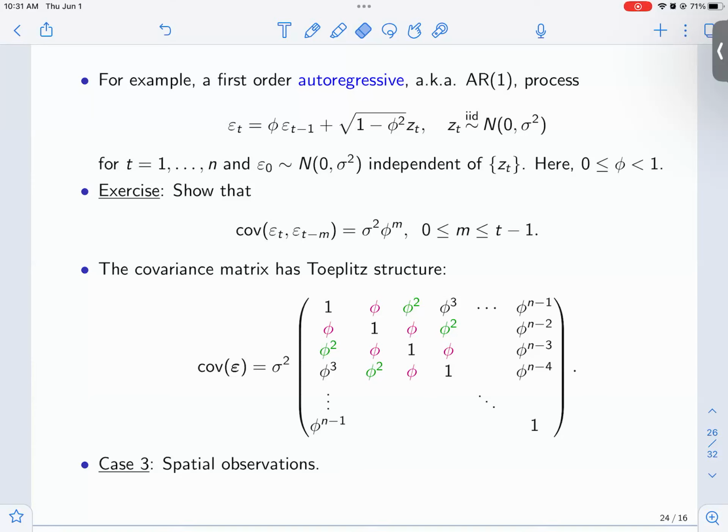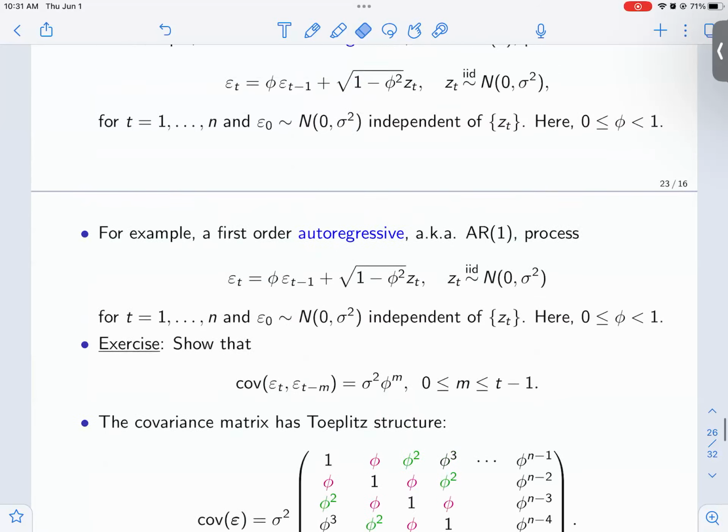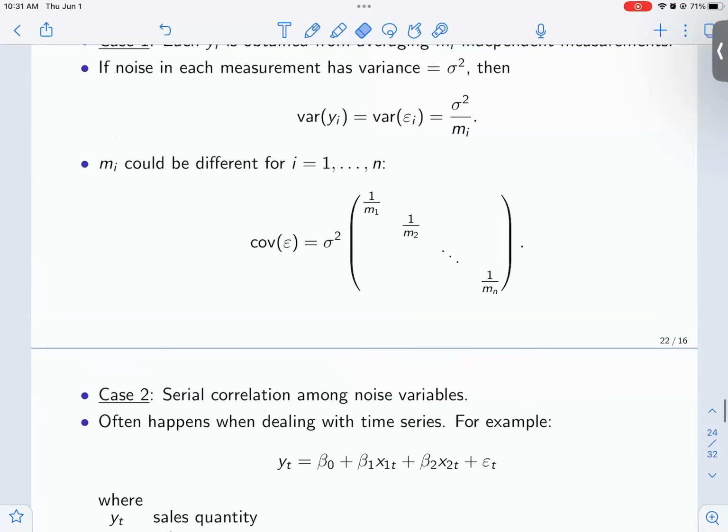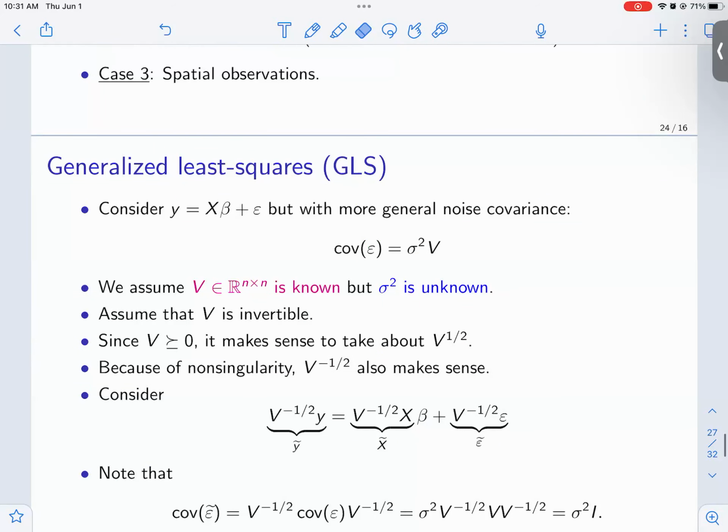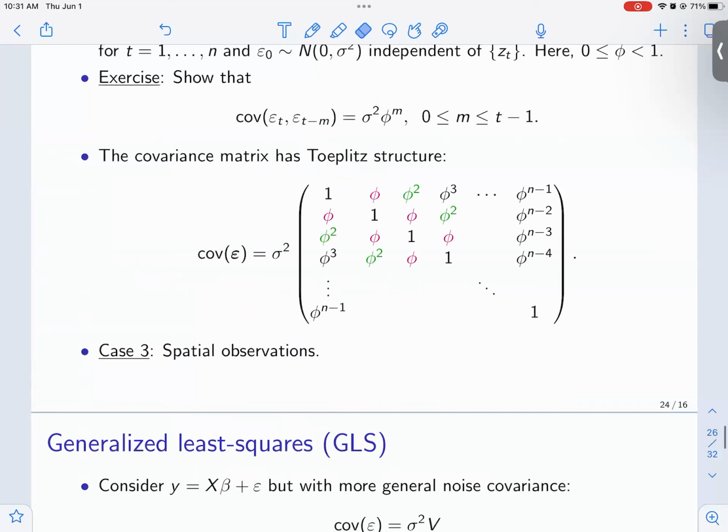But assuming that I know phi, but I don't know sigma squared, I can still do something. That's the idea of generalized linear regression. If I know, for example, these measurements, and how many I averaged over, I know this part, but I don't know sigma squared. Then I'm still in business. How am I still in business? Because I can model the noise as having covariance sigma squared V. I'm going to assume that I know V. This may or may not be true, but if I know phi, just one number, I know the entire matrix here.